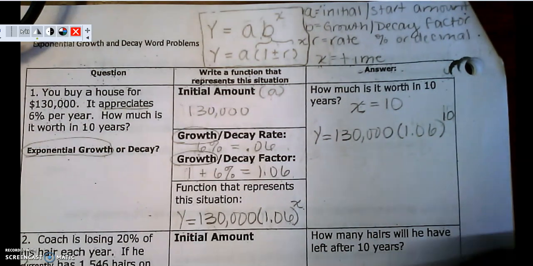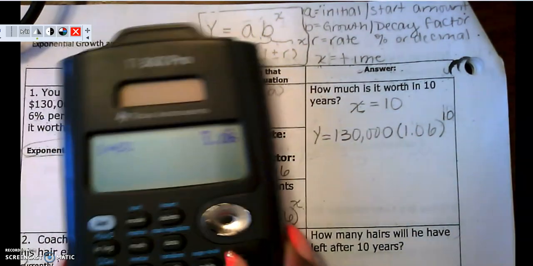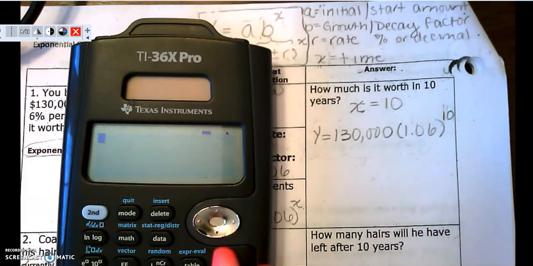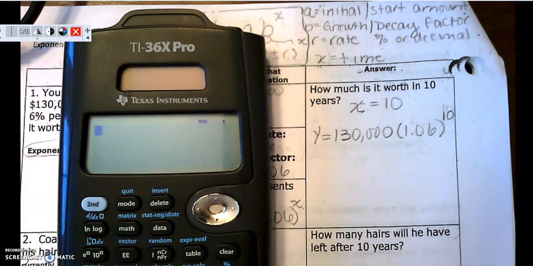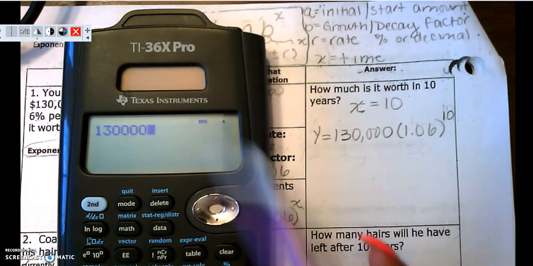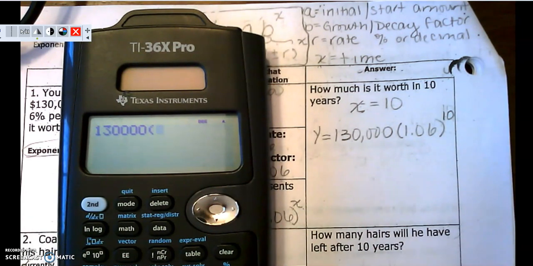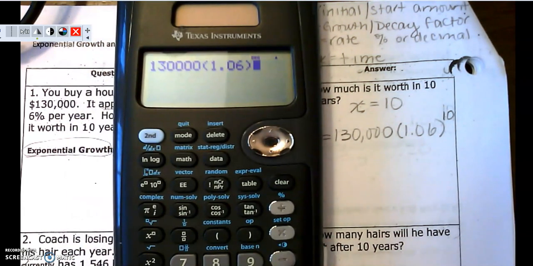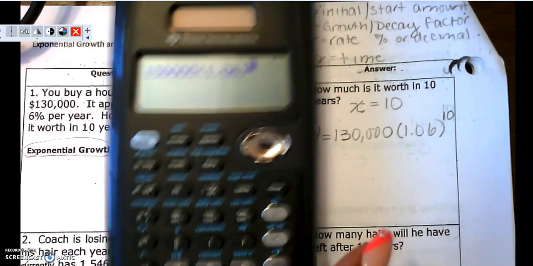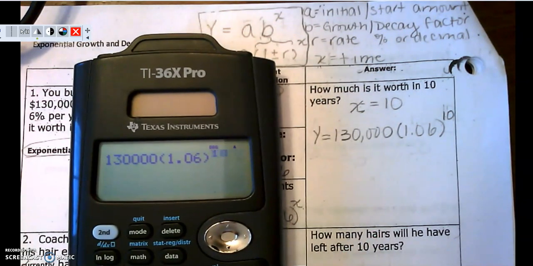So when we do that, now we can just go straight calculator. So we're going to put this in the calculator, in the regular part of the calculator. We're going to do 130,000 times that 1.06. And then to raise it to a power, we're simply going to hit that x to the box button. So x to the box, press that. And then we're simply just going to input the 10.